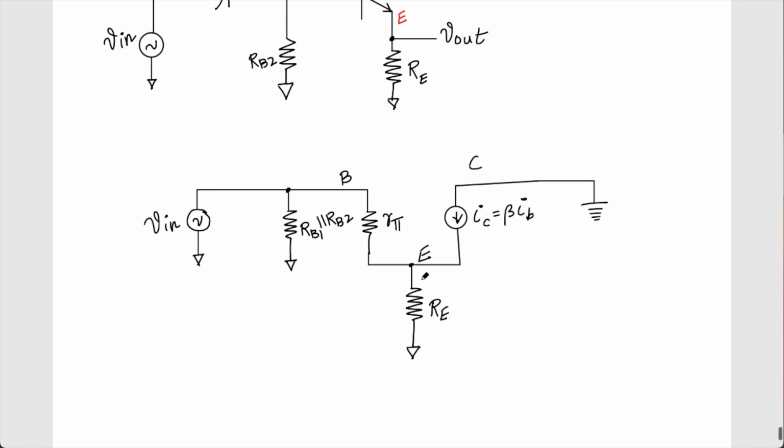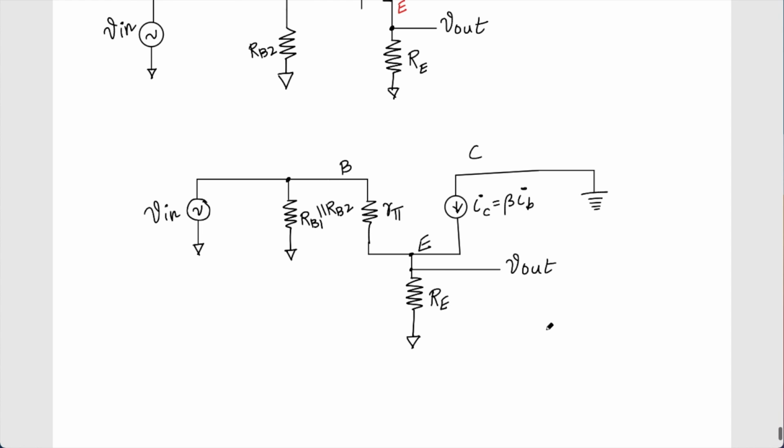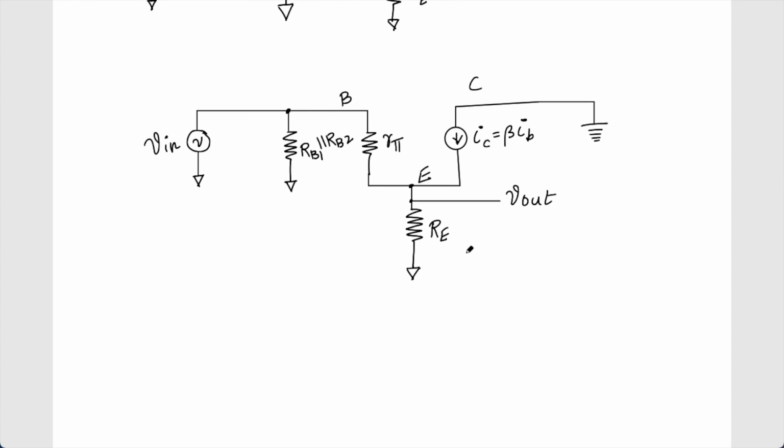Okay, so now I am collecting my output at the emitter. This is my V out. So now I'm supposed to calculate what is V out by V in. To calculate the ratio of V out by V in, let's try to label all the currents. So my IB is flowing through here, and of course my IC is flowing through this, and my IE is flowing through this. Okay, so now I'm supposed to estimate V out by V in.